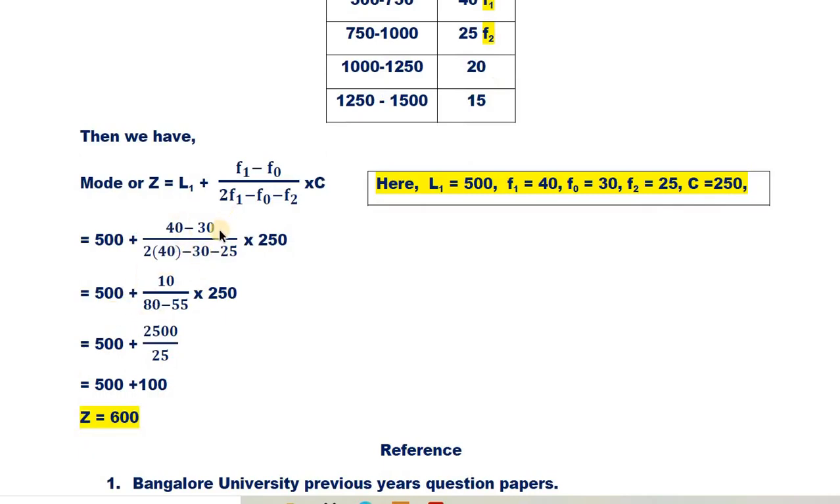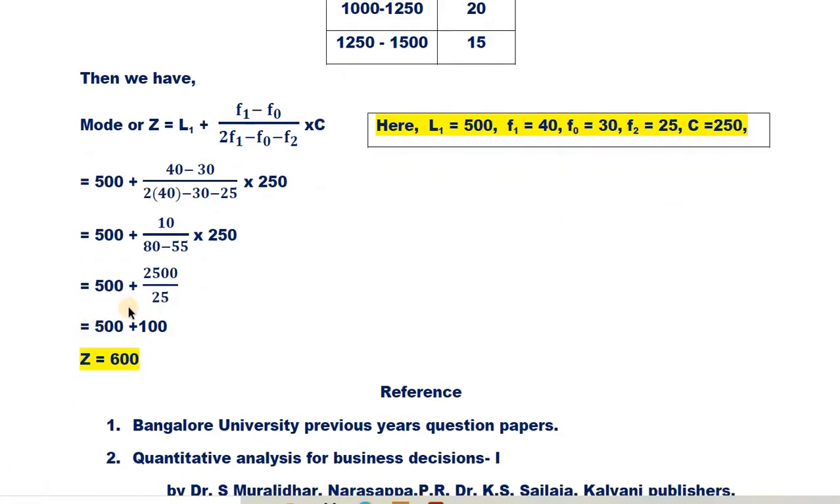500 plus 40 minus 30 is 10, 2 into 40 is 80, 80 minus 30 minus 25 gives 25, into 250. So 2500 divided by 25, we get the quotient as 100, which needs to be added to the lower limit of the modal class. Hence we have got the modal value as 600.